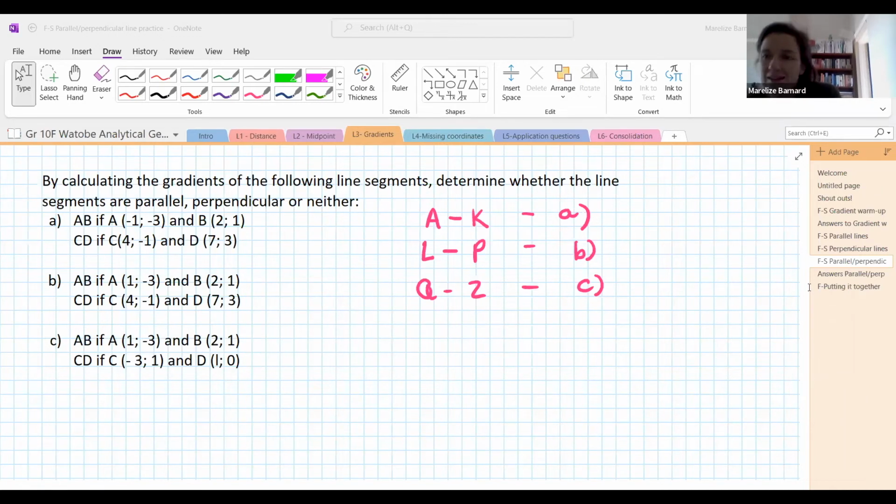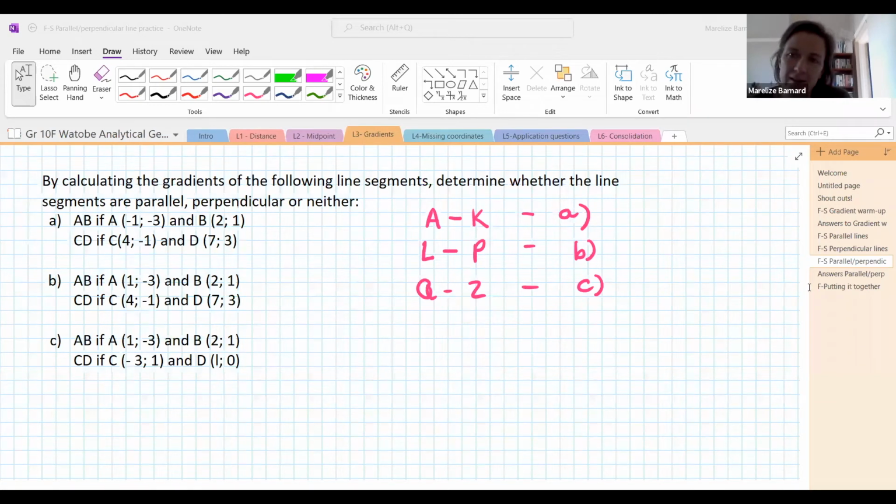Okay, right, guys, time is up. Let's have a look. Who's going to do this first question for us? The gradient of AB and CD. Looks like Bonolo. Oh, Eunice put her hand up. Okay, well done. Eunice, let's hear from you.